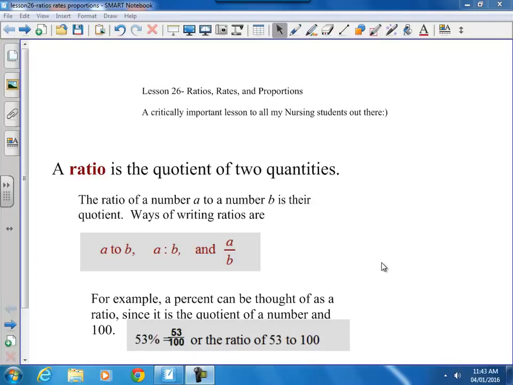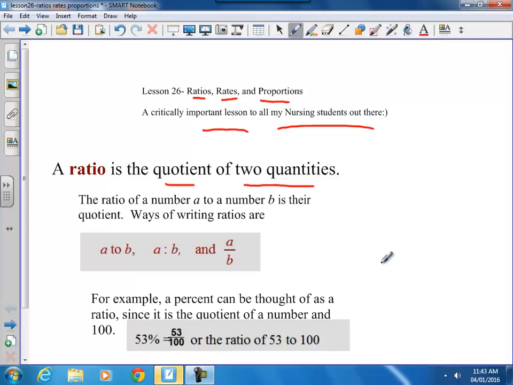Okay, welcome back. Lesson 26, Ratios, Rates, and Proportions. A critically important lesson to all my nursing students out there. So let's dive in. A ratio is the quotient of two quantities.